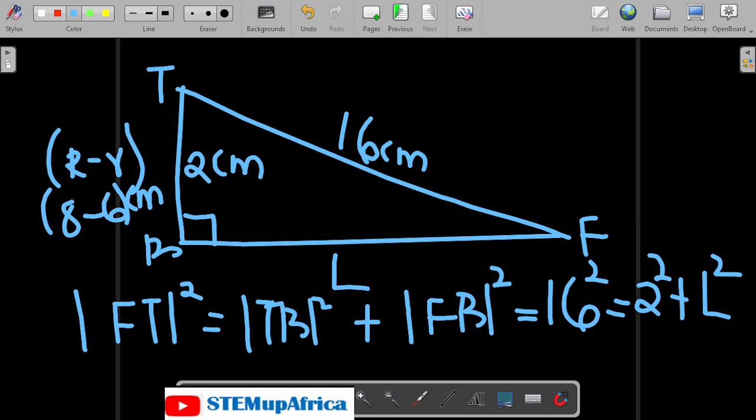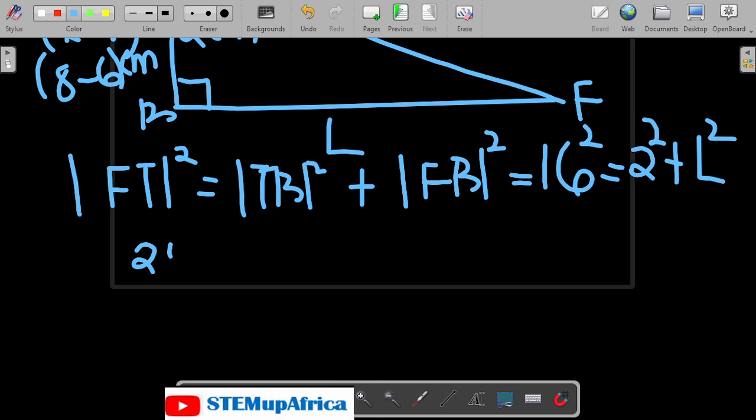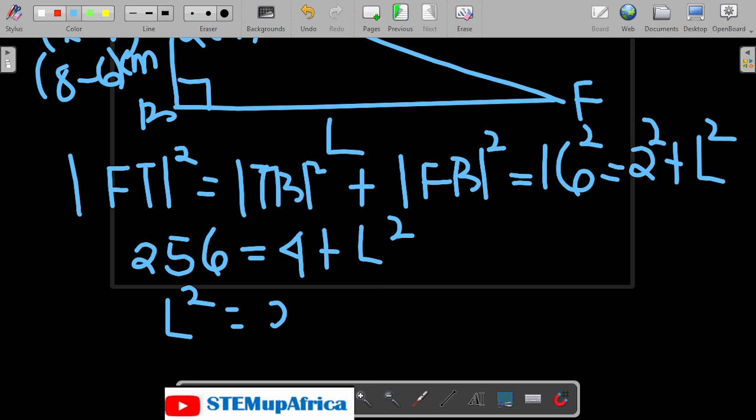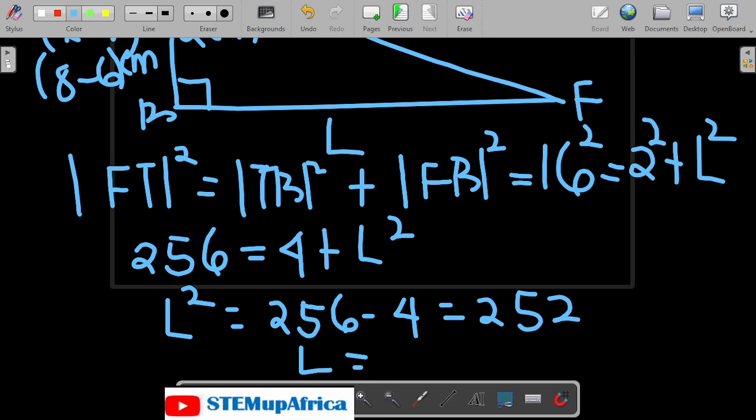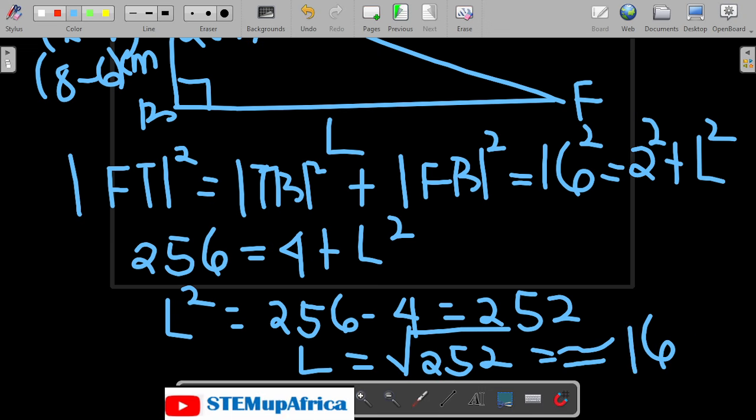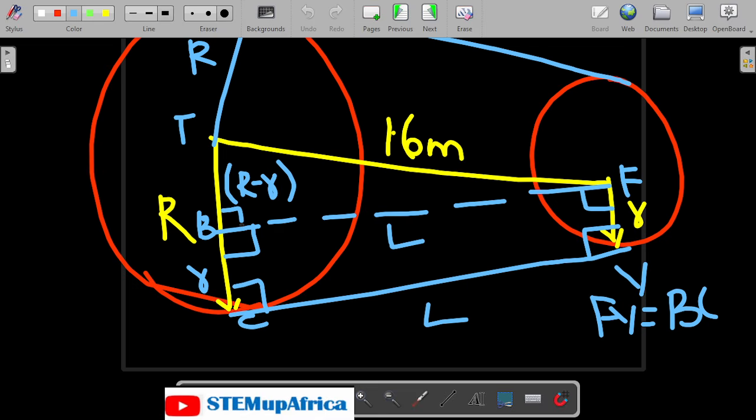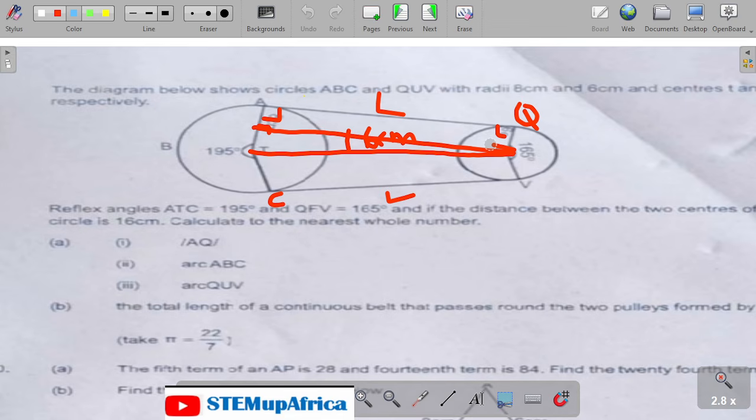So I will simplify this now. 16 square is 256. It equals 4 plus x square. So my x square now is 256 minus 4, which is 252. So L becomes what? Square root of 252, which is what? Root 252 gives us approximately 15.9 cm to 1 decimal place, according to the square root. So that is the solution to 9a Roman figure 1.